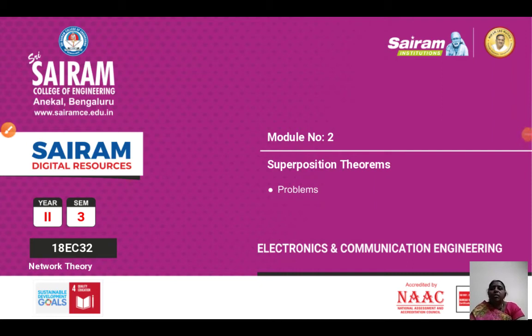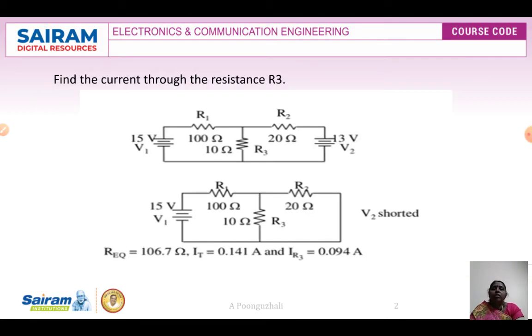So good morning students. In the previous video we had seen the statement of superposition theorem and the proof of superposition theorem. Now in this video we will go for the problems. As I said, now we are going to find the current through the resistance R3. That is your question there.